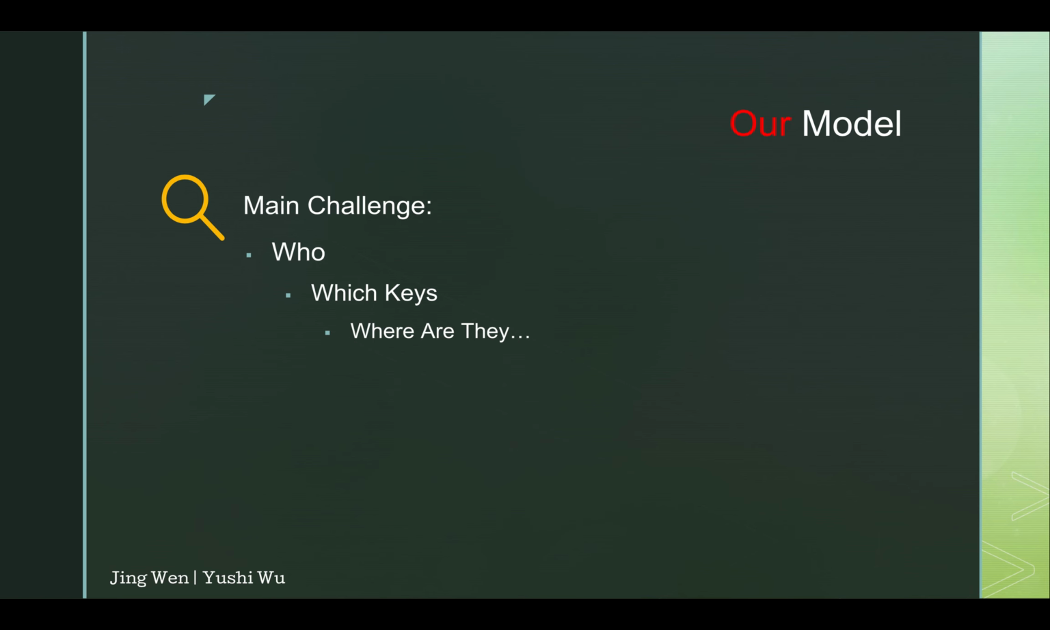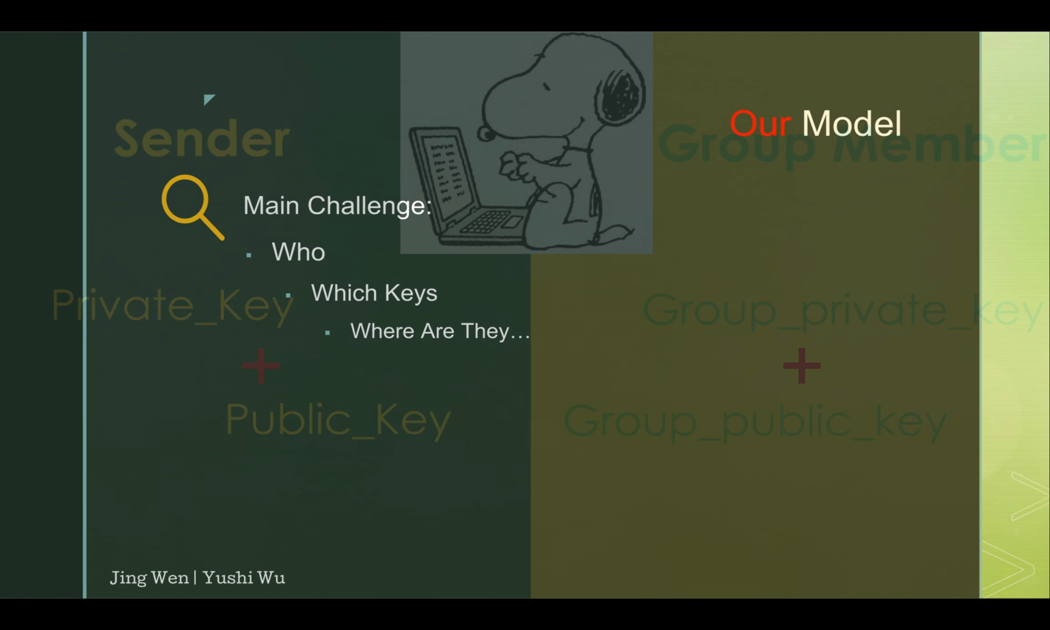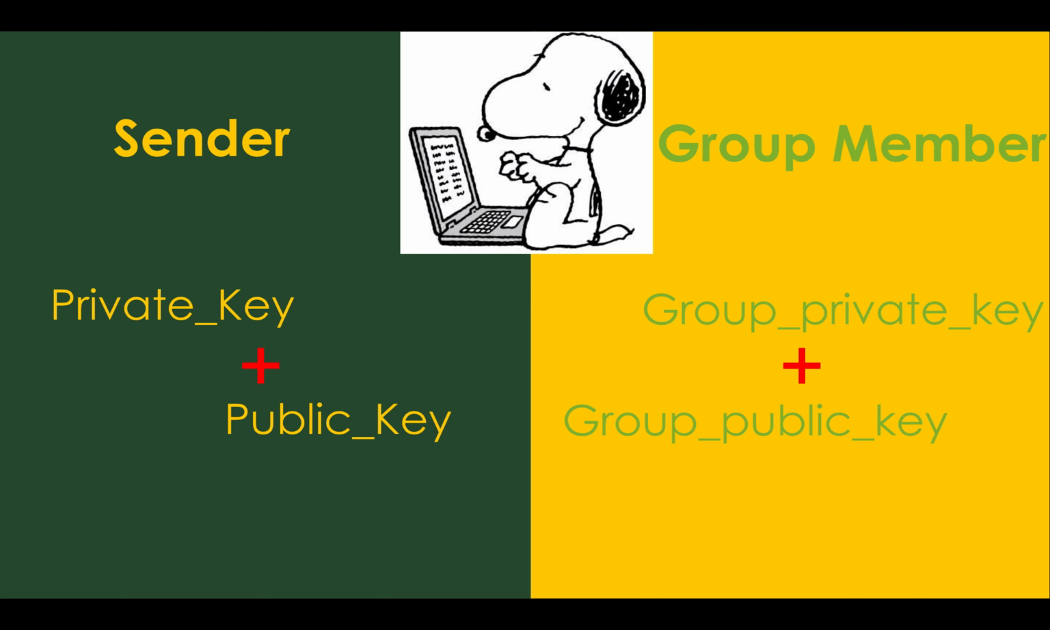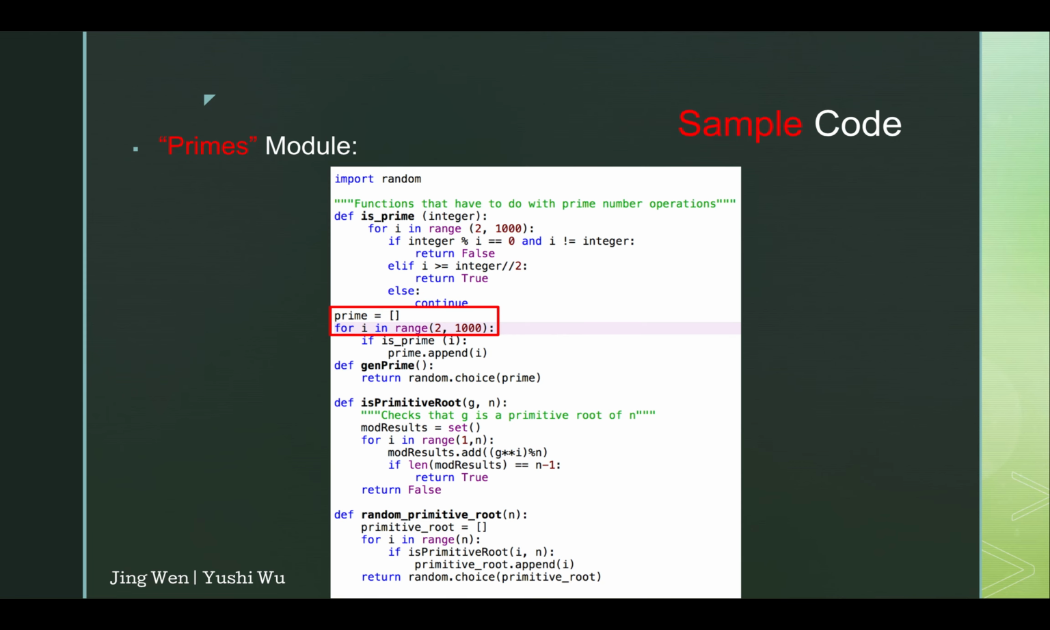After discussing the main methodology and techniques behind secure messaging, we come up with our own toy model. The main challenge is that we need to figure out who needs what keys and where they are. Let's assume I'm chatting with someone in a group chat. So I'm both a sender and a group member. I need both my private key and public key to encrypt my message, and I also need the group private key and public key to decrypt my peers' messages.